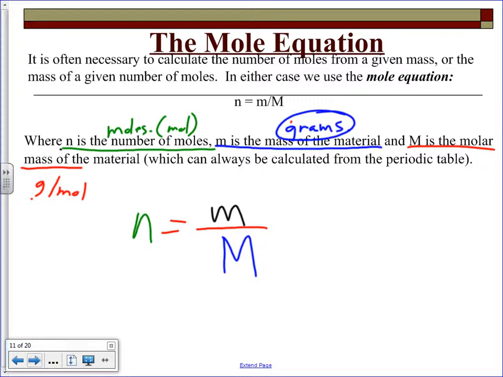So if I want to solve for mass, I multiply both sides by big M. Essentially, if you were doing this in math, you would multiply this side by big M, and multiply this side by big M. Well, M over M cancels, and I'm left with this. That's how you would do it if you were looking at it mathematically.